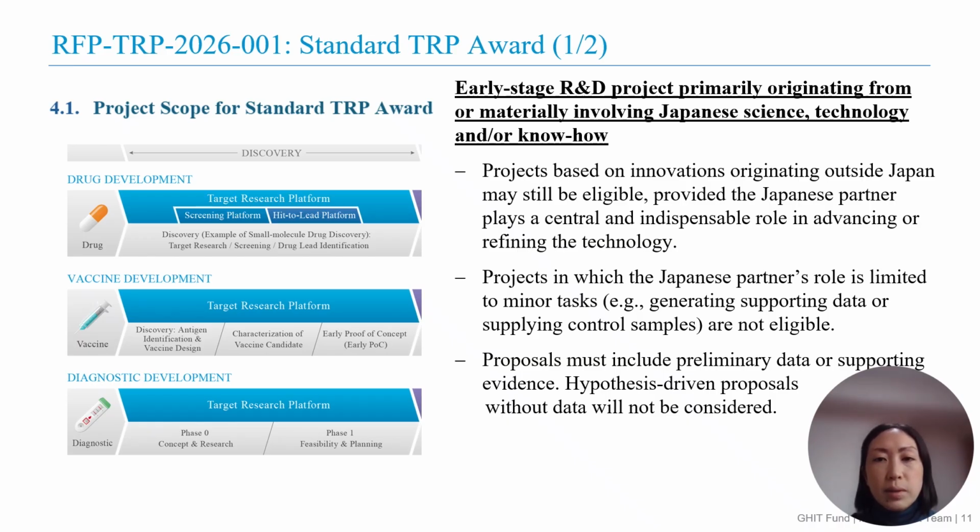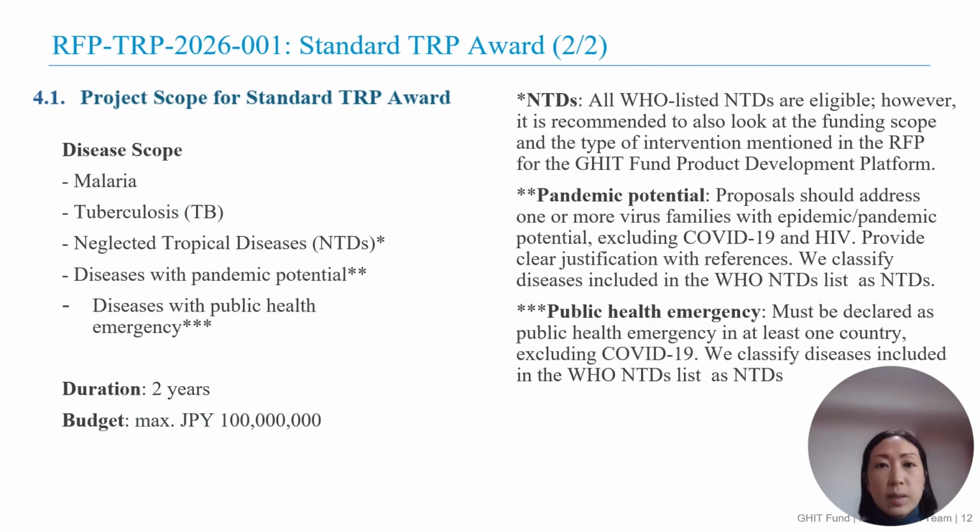Also, proposals must include preliminary data or supporting evidence. Hypothesis-driven proposals without data will not be considered for funding. Standard TRP Award supports projects targeting malaria, tuberculosis, neglected tropical diseases, NTDs, and diseases with pandemic potential or public health emergencies. Now, let us look at the definition of each disease as well.